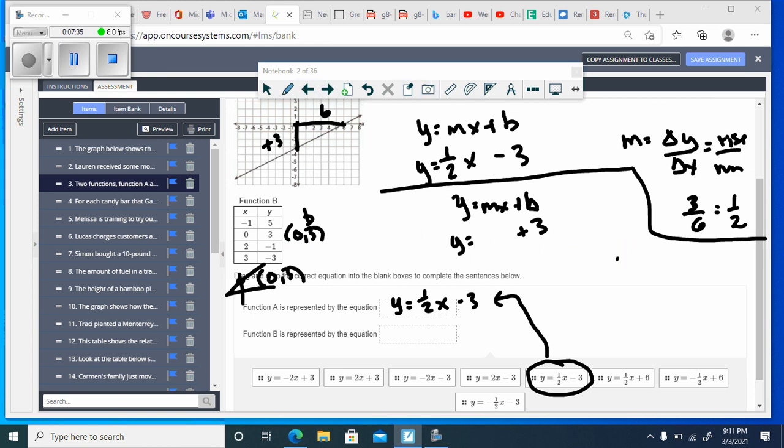M is always equal to change in y over change in x. Our change in y here would be 3 minus 5. Our change in x would be 0 minus -1. 3 minus 5 is -2. 0 minus -1 is 0 plus 1, which is 1. So that's -2. Y is equal to -2x plus 3. Okay?